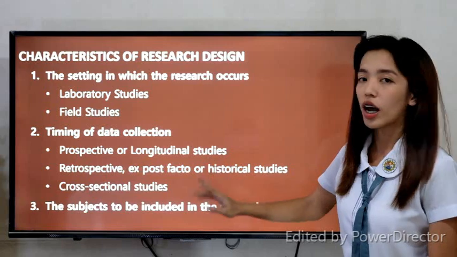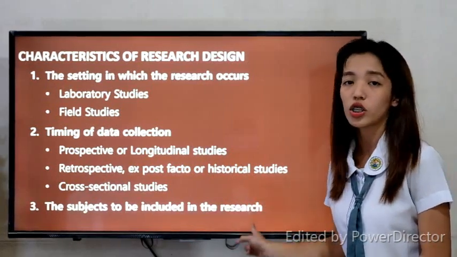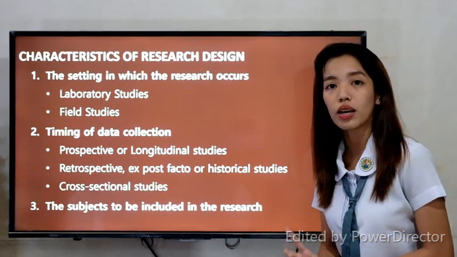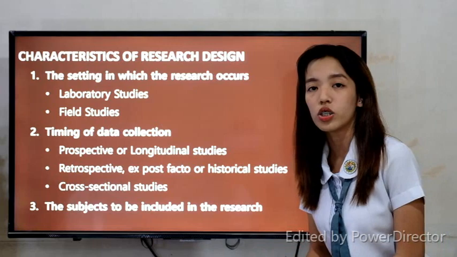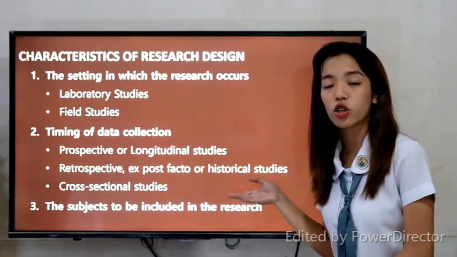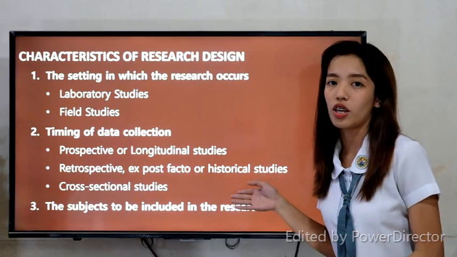For the third characteristic, it is according to the subjects to be included in the research. The subjects included in the research are most specifically on the research methodology. First is the sample size. Second is the methods that you're going to use. And the third is the researcher's plan in communicating their findings.